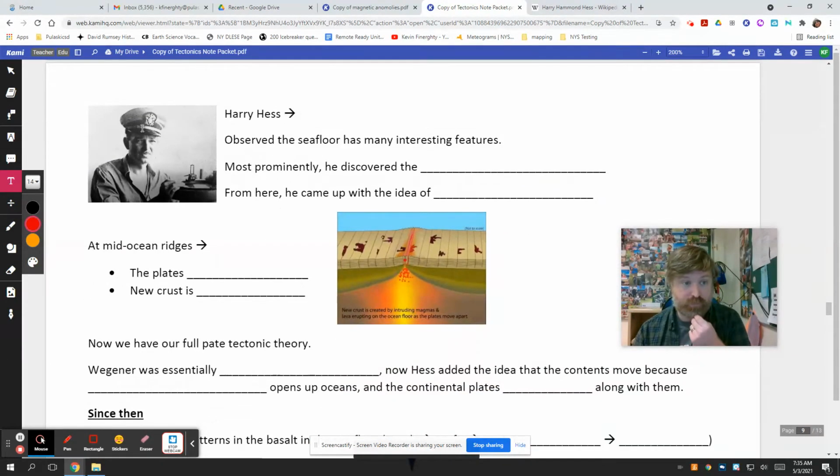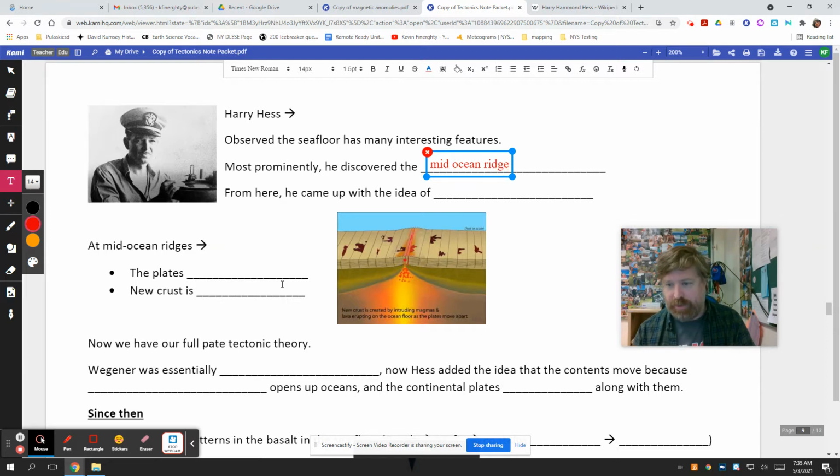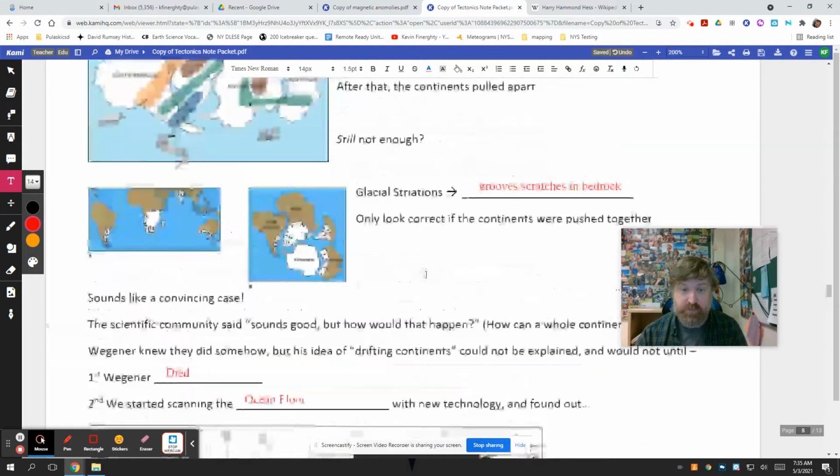So, using that Tharp idea, Harry Hess, really, and I don't know if he discovered, I guess we could argue here, but we won't get into the weeds too thick, the mid-ocean ridge. Or Tharp discovered it, and he kind of took the idea as the next step. And from here, he really came up with the full idea of plate tectonic theory, but mainly driven by seafloor spreading.